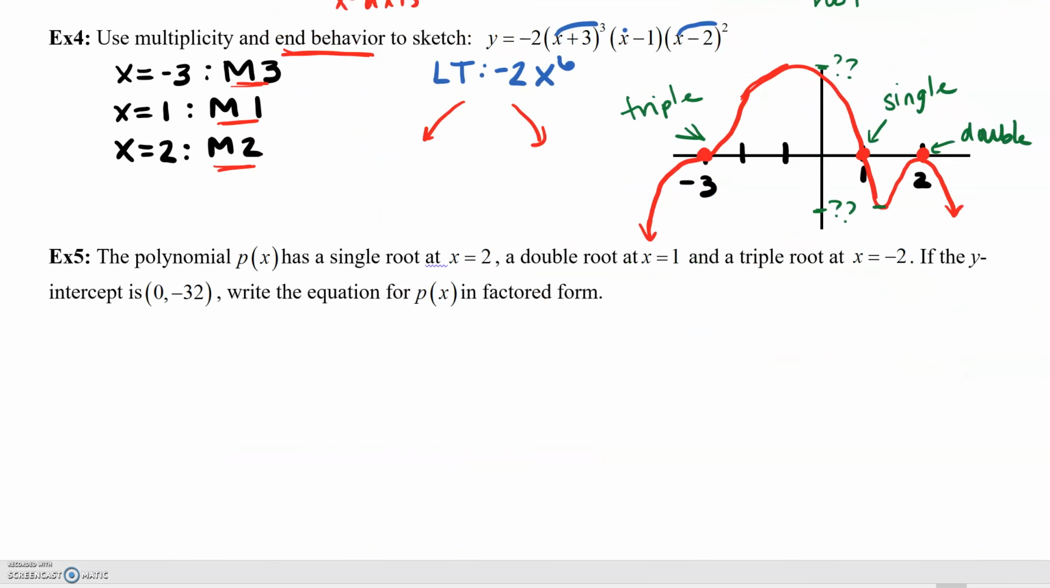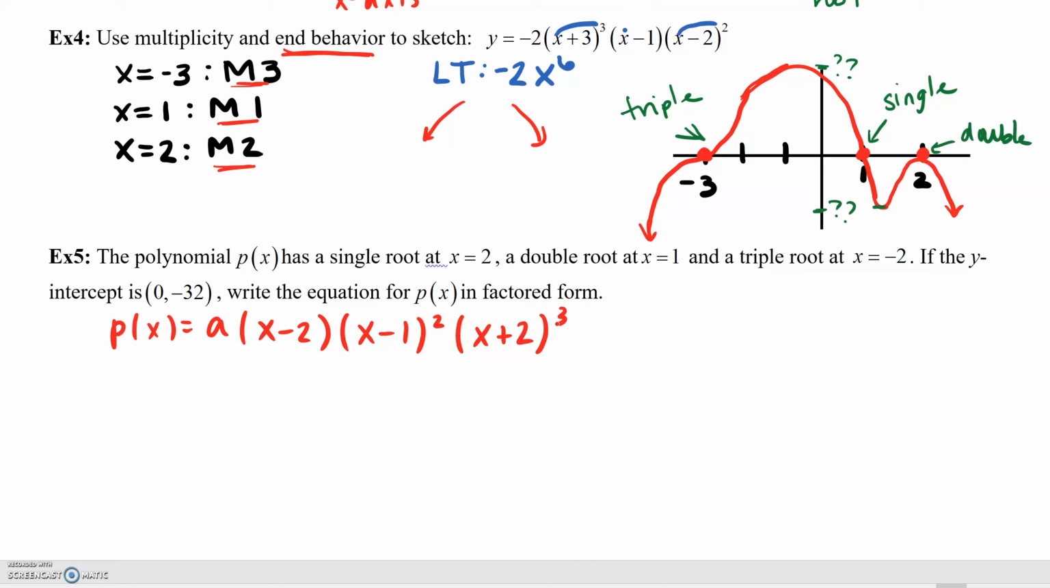All right, so on to our last example problem. Here we're given a polynomial with a single root, a double root, and a triple root, and we want to try to write it in factored form. Because I wasn't told anything about the vertical dilation, I start my factored form with an a. And then I'm going to fill in a single root at 2, meaning it only gets a first power, a double root at 1, meaning it gets a squared, and a triple root at -2, so it gets a cube.